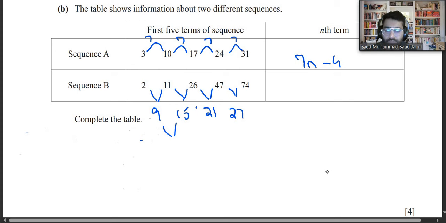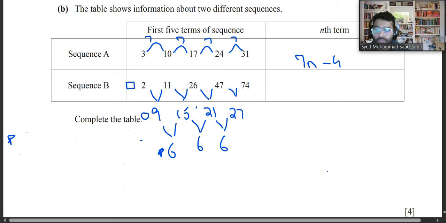So if you look, 15 minus 9, that's 6. 21 minus 15, that's 6. 27 minus 21, that's also 6. So guys, the sequence that you have in front of you is called a quadratic sequence. Now how do we find a quadratic sequence? Let's call this a star, let's call this a circle, and let's call this a square.